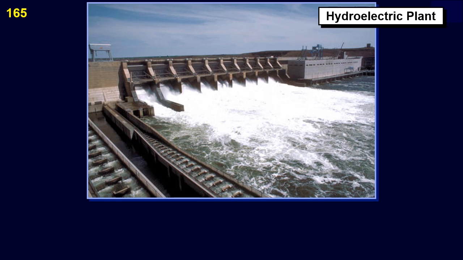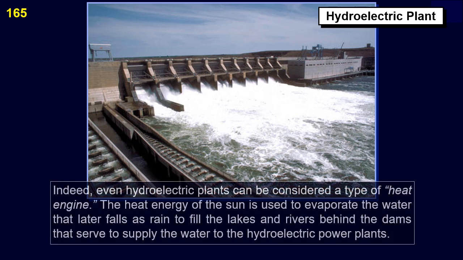Indeed, even hydroelectric plants can be considered a type of heat engine. The heat energy of the sun is used to evaporate the water that later falls as rain to fill the lakes and rivers behind the dams that serve to supply the water to the hydroelectric power plants.